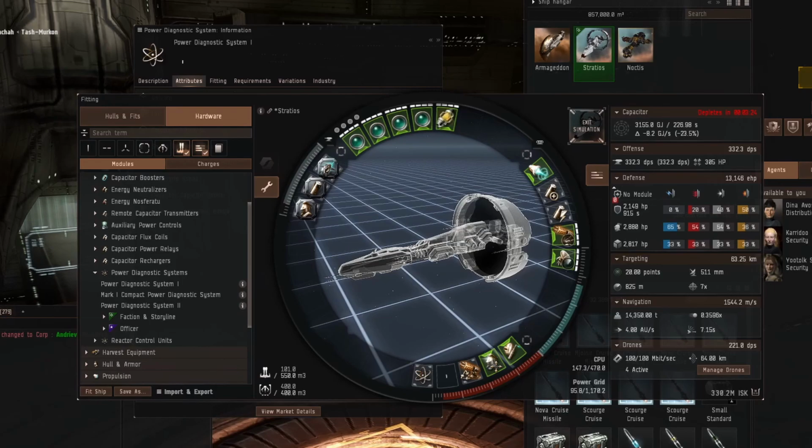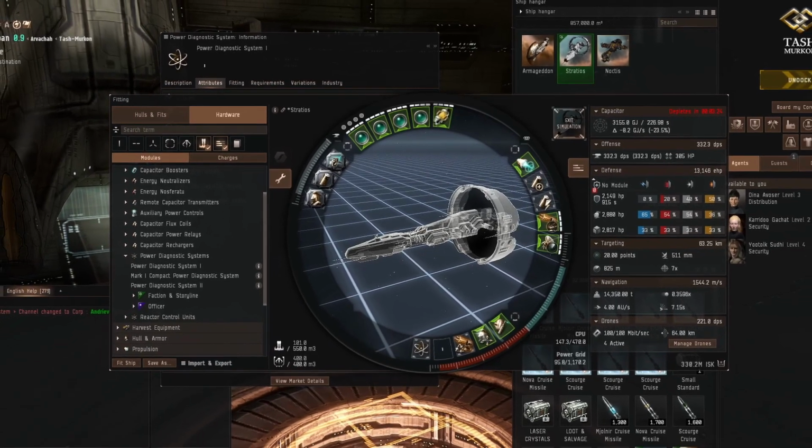So to round up, you have to find the balance in your fitting and your capacitor. You need to know what you're doing, how long your capacitor needs to last for, what modules you can turn off during that activity to maintain capacitor, and also you need to balance the fitting of it.